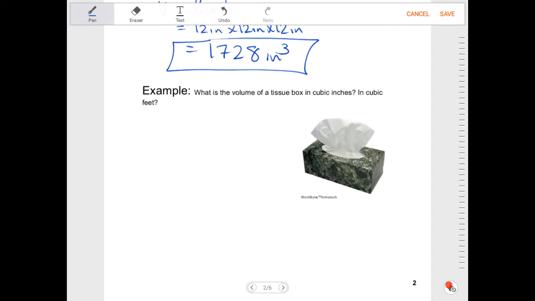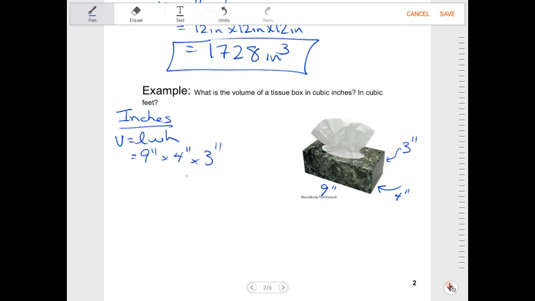This one here, at first I couldn't figure out why I couldn't do it, but it's because I had to give you the measurements. This right here is 9 inches. Okay, that's going to be the length. The width right here is going to be 4 inches, and the height is going to be 3 inches. The question says here, what is the volume of the box in cubic inches? Oh, and then in cubic feet. Well, okay, the inches part is easy. We'll do inches first. So volume is length, width, height. So 9 inches times 4 inches times 3 inches. And that's going to give us 108 inches cubed. No big deal.